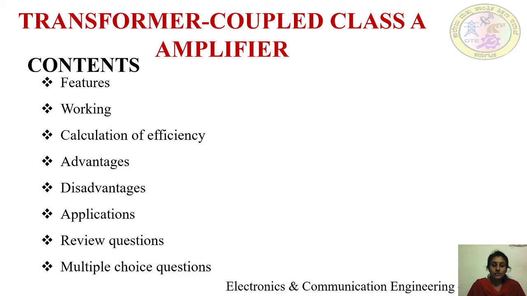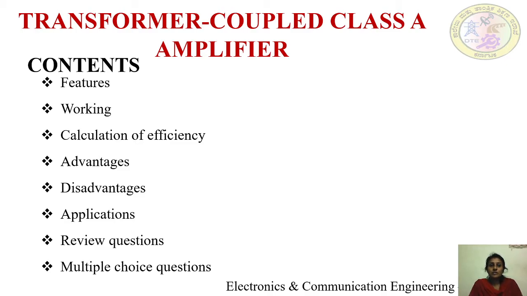The overall efficiency of the series fed class A amplifier is 25%. This is due to the load resistor, that is RC, which is directly connected to the collector at the output of the amplifier. The collector current passes through it, and this represents a waste of power. Due to this, the efficiency is less. To overcome this, we use the transformer coupled class A amplifier.